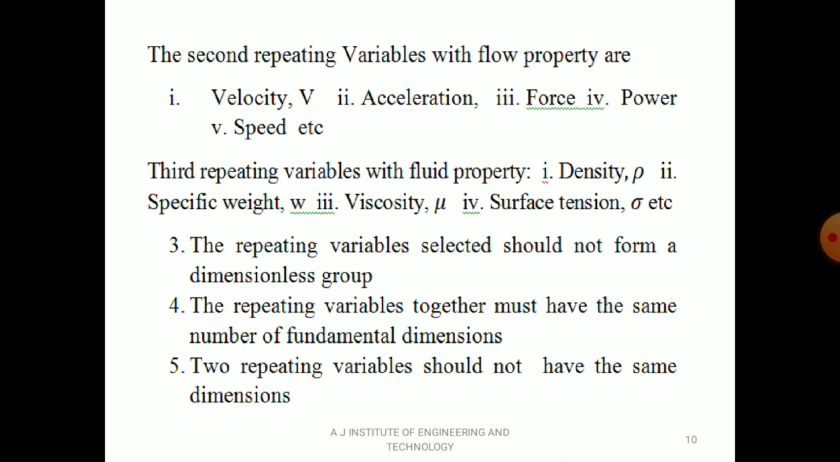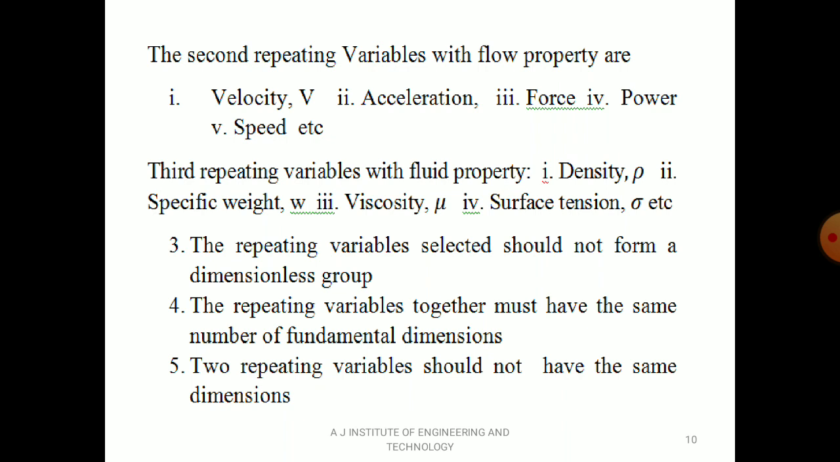Third point, the repeating variables selected should not form a dimensionless group. Whatever repeating variables you take, they should not form a dimensionless term, that is, m to the power 0, l to the power 0, t to the power 0 upon combination. So we should not get a dimensionless or unitless term.